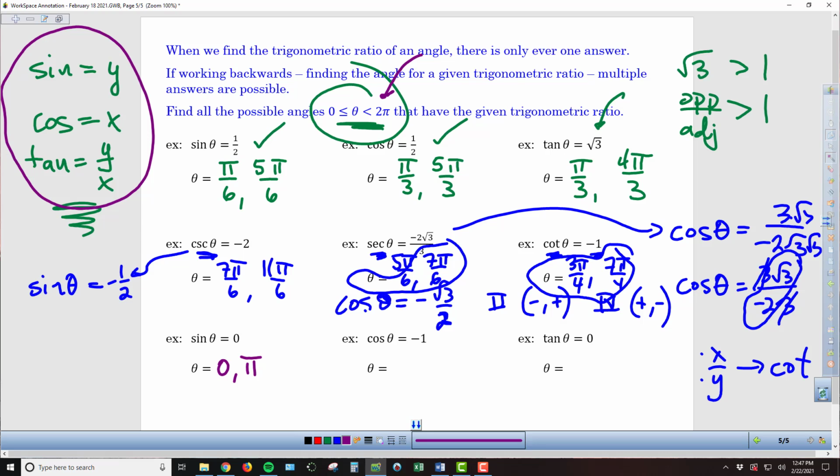For cosine equaling -1, so now my x coordinate has to equal -1, so we can see that that happens on the left-hand side of our unit circle, so our only answer in this case is pi.